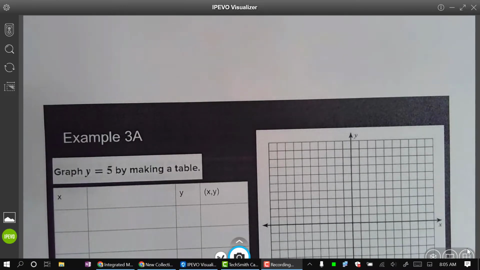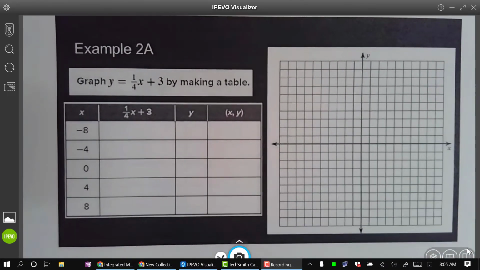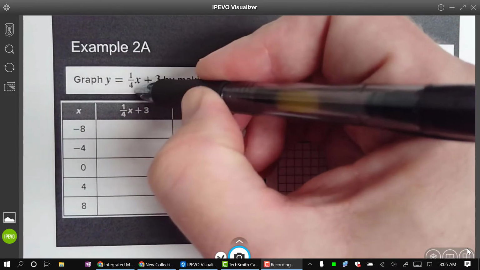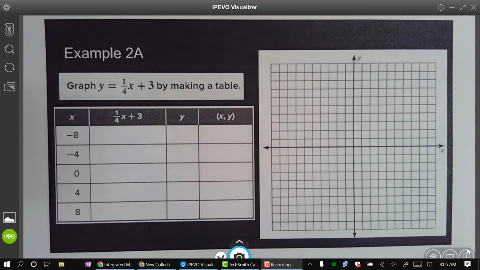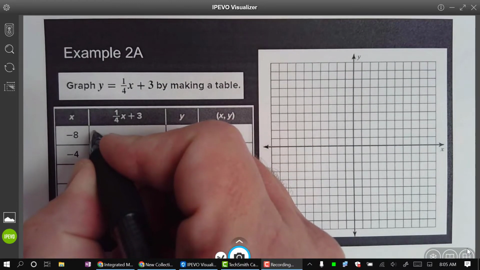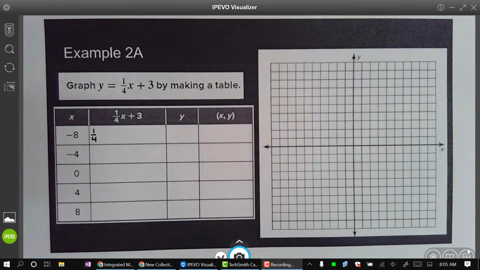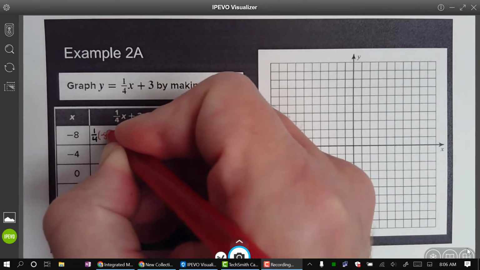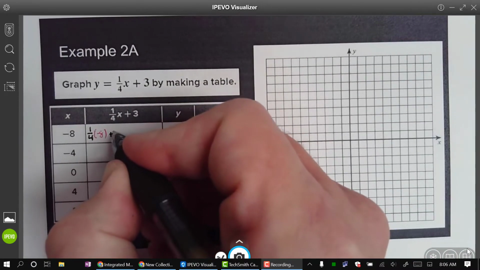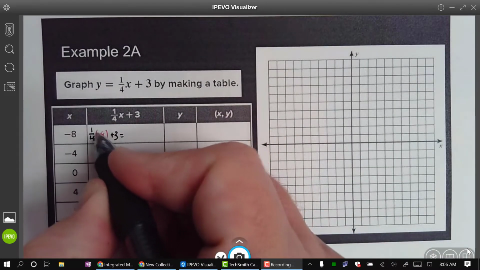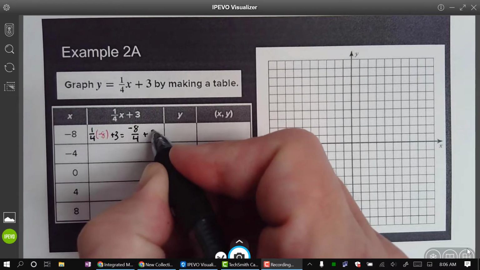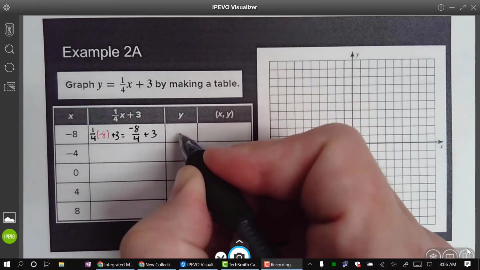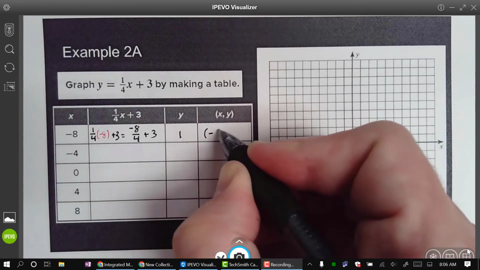So let's take a look at our next example. So I want to graph, but this time my coefficient, the number in front of my x, is a fraction. Is that going to affect what happens? Not really. It's just going to change some of the values that we put in. So this is going to give me 1/4 times negative 8 plus 3. So negative 8 over 4 plus 3. This is going to be negative 2 plus 3, which is 1. So my first one is negative 8, 1.